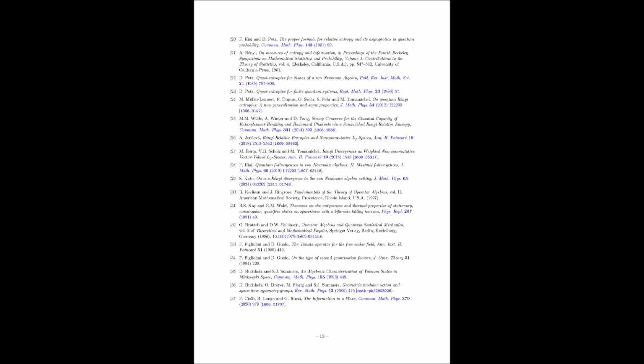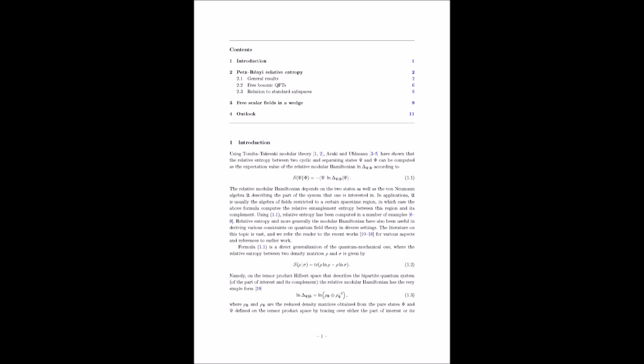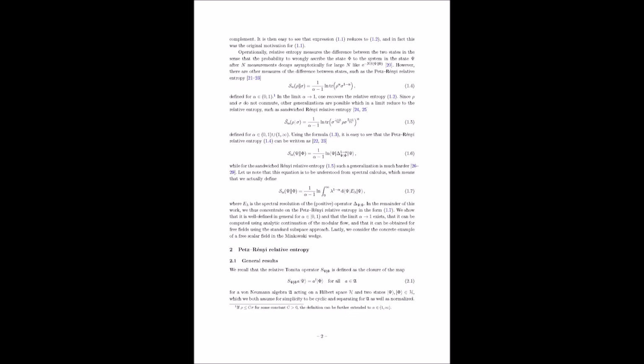Absolutely. In quantum mechanics, we use the formula Tr(ρ(ln ρ − ln σ)) to calculate the relative entropy between two density matrices. The Araki-Uhlmann formula essentially extends this concept to the realm of quantum field theory, where we deal with states represented by vectors in a Hilbert space. So we're taking a familiar concept from quantum mechanics. Yes. And applying it to the more complex world of quantum field theory. Exactly.